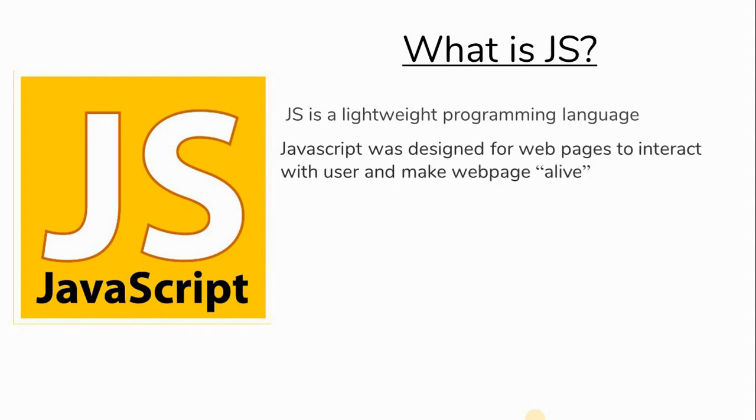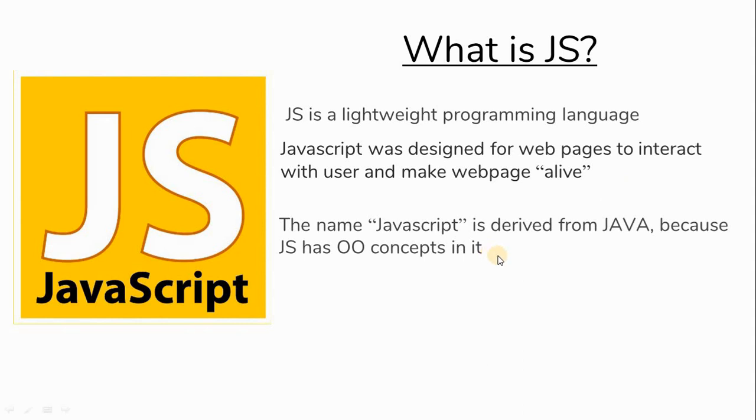JavaScript was designed for web pages to interact with users and make web pages alive. Initially JavaScript was designed only for the web domain, like making HTML and CSS alive and very interactive with the users. This is the main reason why JavaScript evolved.